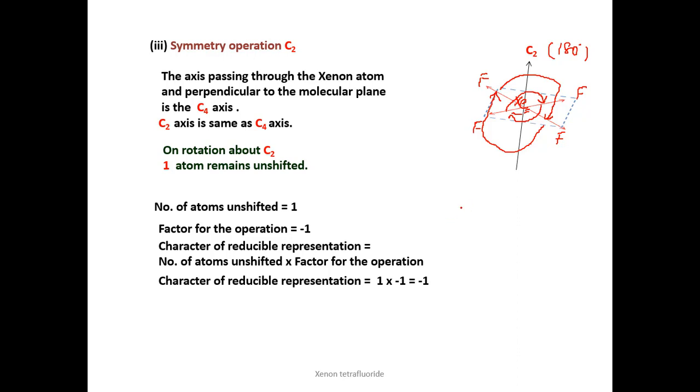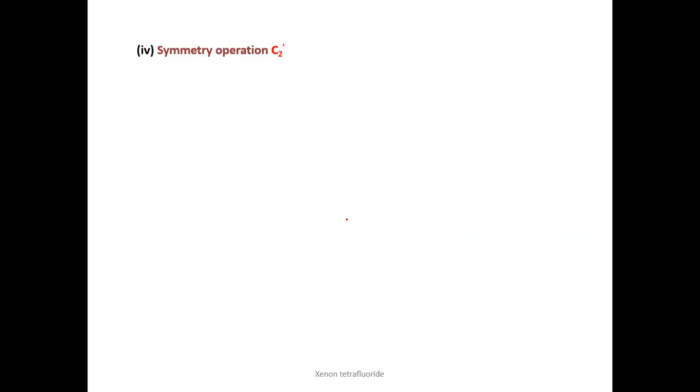Now we will see how we get the factor as minus 1. Earlier we have seen that the character for Cn is 2 cos theta plus 1. In this case for C2, theta is equal to 180 degrees, and so this will be 2 into cos 180 degree plus 1. 2 into cos 180 degree is minus 1, and so 2 into minus 1 plus 1, and that will be equal to minus 1. That is how you get the factor as minus 1 in the case of C2. Now we will go to the next symmetry operation.